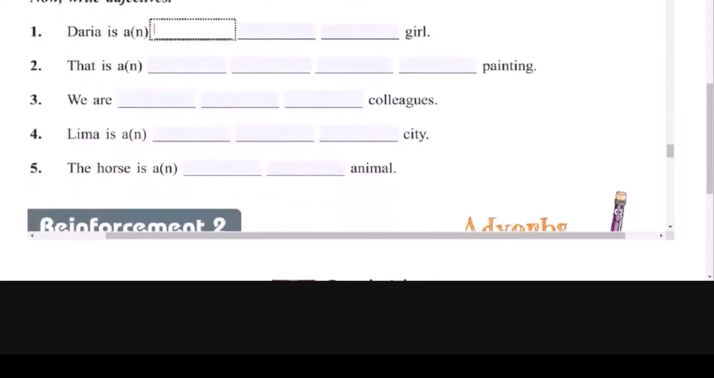Now here, it's open. Let's complete this with three adjectives of different types. There is an ugly, tall... ugly, tall.